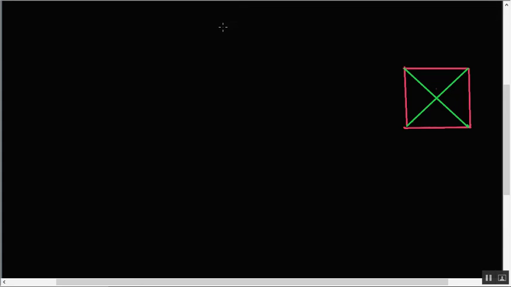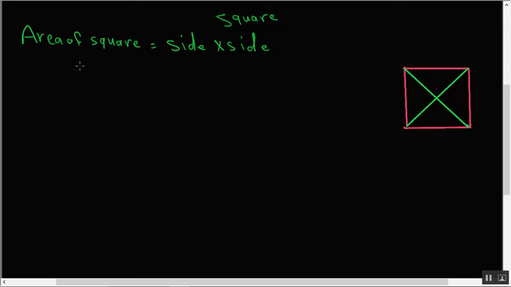Today we're talking about the square. We studied before, in the previous year, the area of a square. We can say the area of a square equals side length times side length.